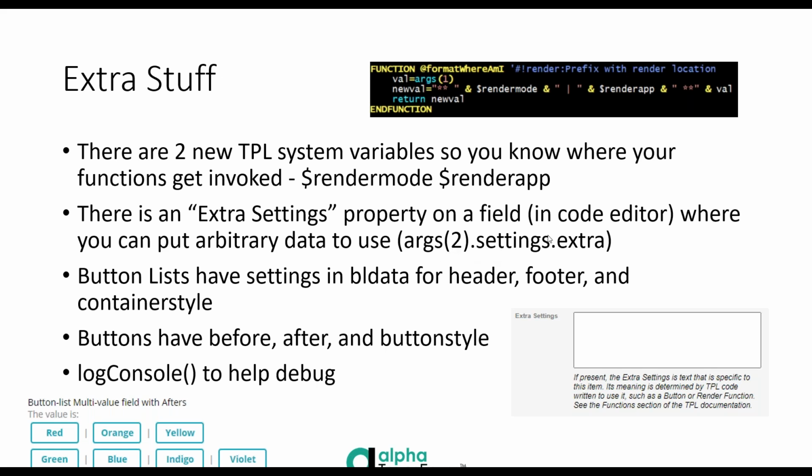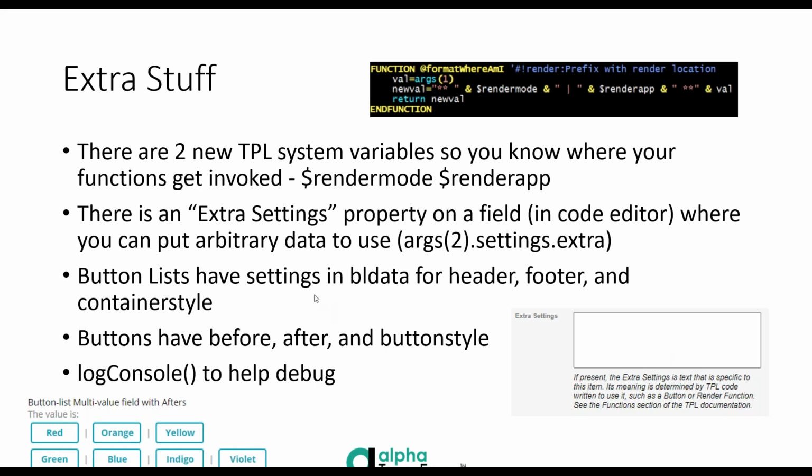Basically in that second argument, there's a settings.extra. And so if you put JSON in here, you could string-to-JSON it into an object and do something. You can make that comment as limited text and parse it, whatever you want. It's basically just however you want to do it.